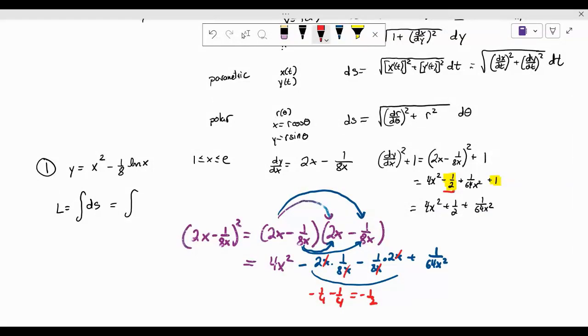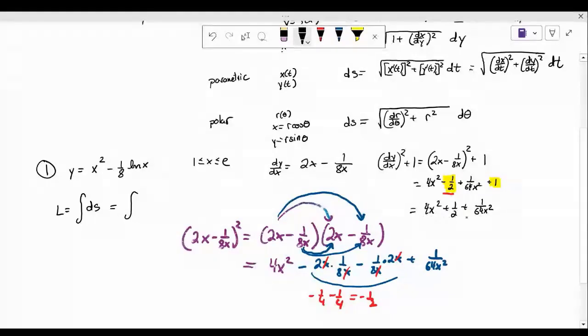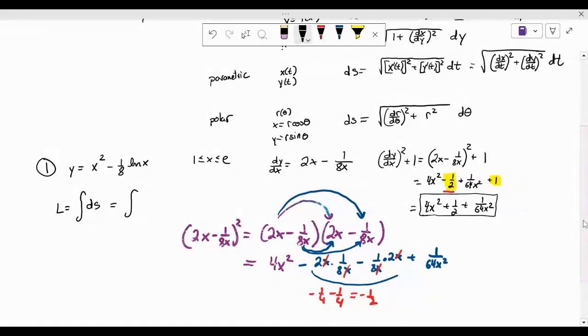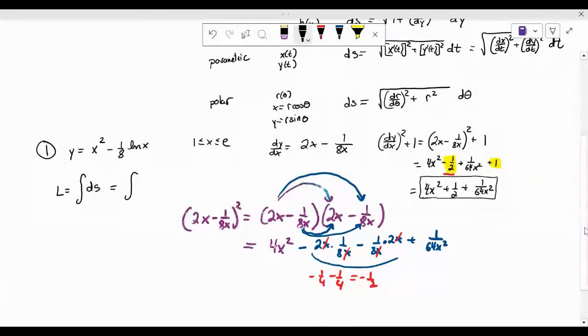So then we anticipate that we're going to be taking the square root of this expression right here. Well, we could use trig sub and stuff, but it turns out to be a perfect square by design. So does anybody see how to factor that?